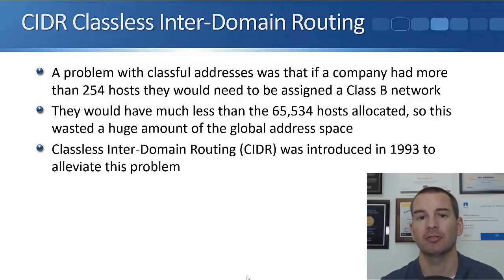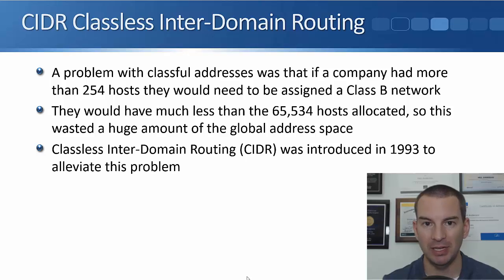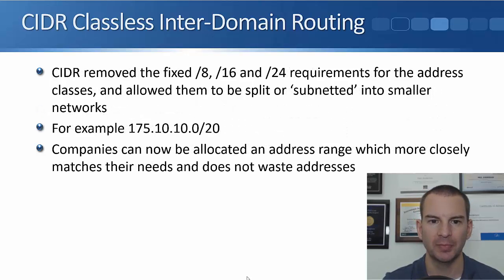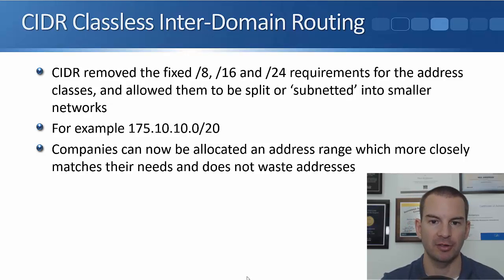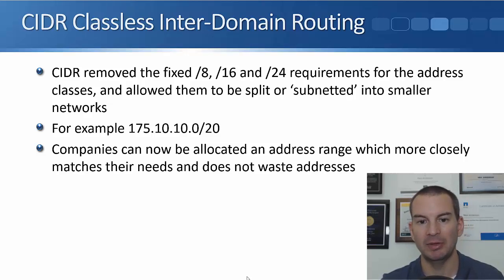So CIDR, Classless Inter Domain Routing, was introduced in 1993 as the solution or a partial solution for that problem. So CIDR removed the fixed /8, /16, and /24 requirements for the different address classes and allowed them to be split into smaller networks. And the name for this is subnetting. Again, we're going to be talking about subnetting a lot in the later lectures as well.